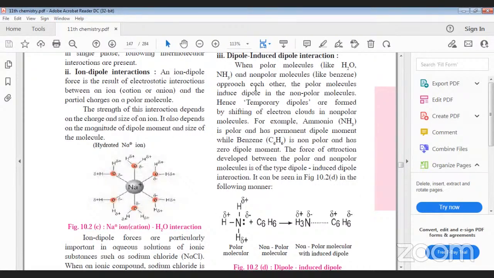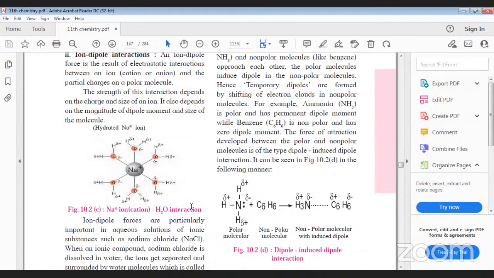But we can make benzene polar. How will you make benzene polar? By bringing this benzene in the vicinity of a polar molecule. When we bring a polar molecule in contact with a non-polar molecule, for a short while or temporarily, we can make the non-polar molecule polar. Down here you can see the interaction between polar and non-polar molecules. The non-polar molecule is benzene, C6H6.